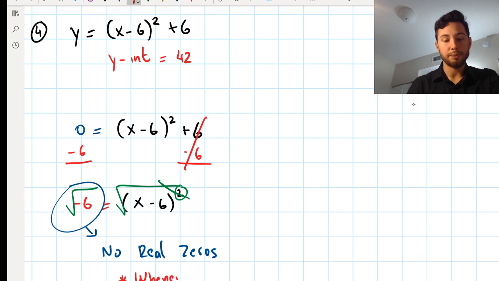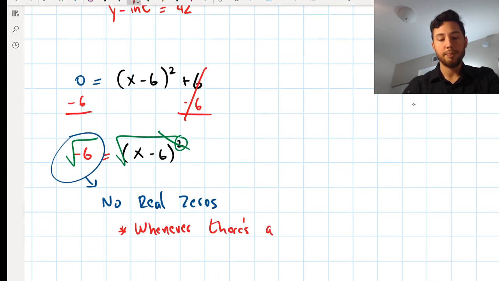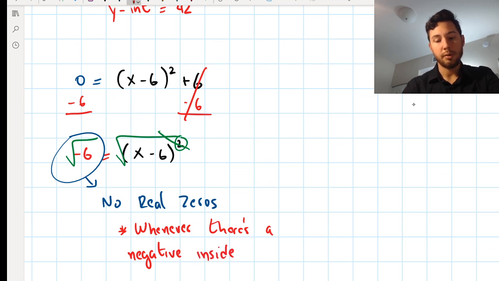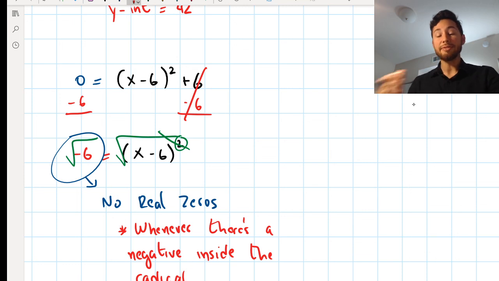Whenever there's a negative inside the radical, if I have a negative inside of a square root, or of an even radical, if you would, then my answer will be no real zeros.